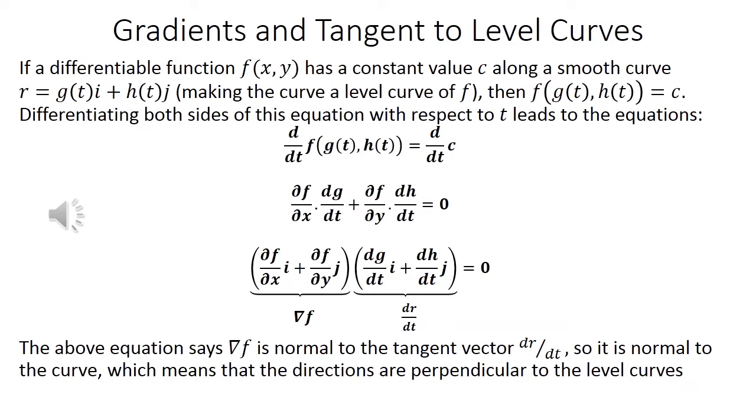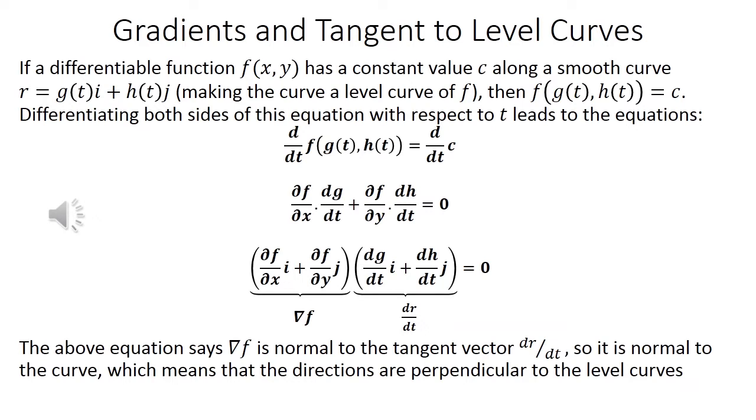If a differentiable function f of x and y has a constant value, say c, along a smooth curve r equals g of t times i plus h of t times j, which makes the curve a level curve of f, then f of g of t and h of t equals c.